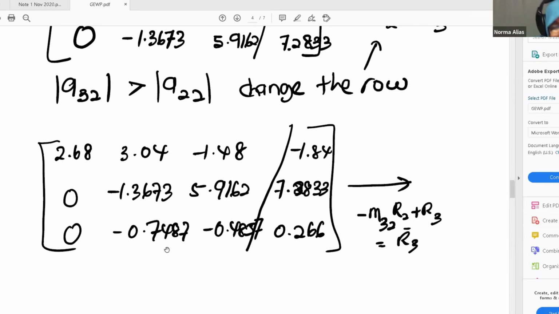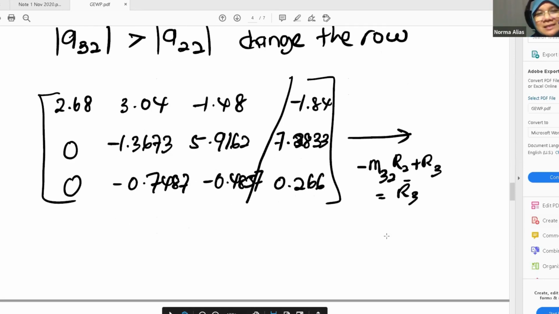All right, so the next step, you want to make sure that A32 is 0. How to make A32, negative 0.7487, be 0? Use the row rearrangement. Negative M32 times R2 plus R3 will develop a new R3. All right, so this is what we learned before.